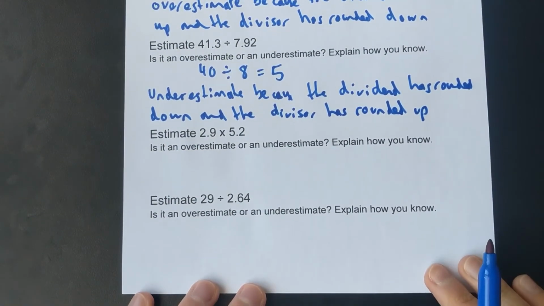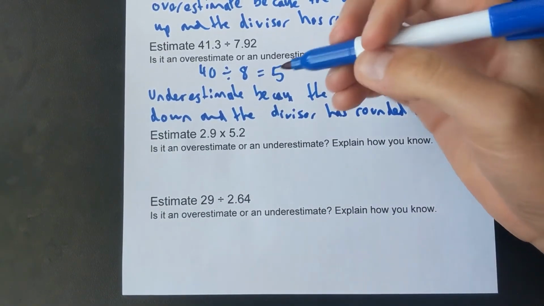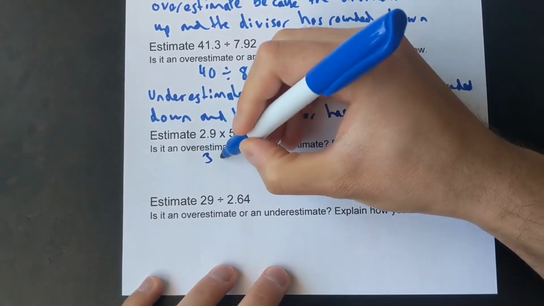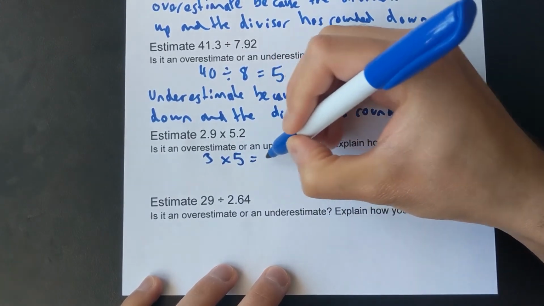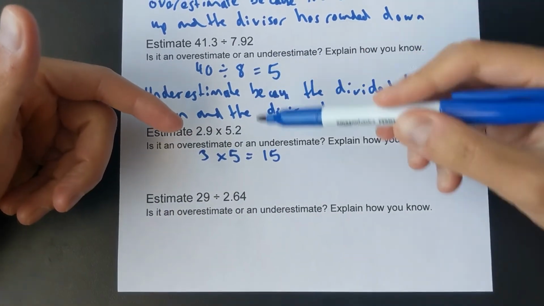Okay, don't worry, only 2 more to go. 2.9 times by 5.2. So here, that is approximately 3 times by 5, which is 15. Is my answer here an overestimate or an underestimate? Well, I've rounded this up and I've rounded this down. Ooh.